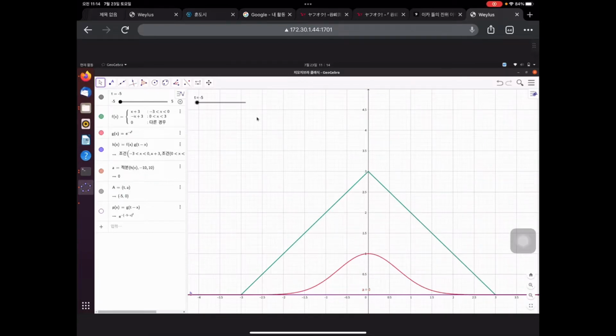The two functions that I'm going to use in explaining what convolution is like this. Both are actually localized functions, and when I vary the parameter t, the translation of the g will be seen. Let's see.